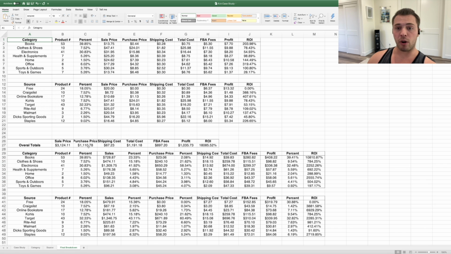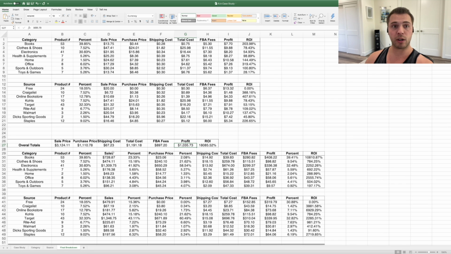And you can see overall, I sold $3,000 worth of items. I spent about $1,100 buying those items, spent $67 on shipping, and that's my total cost, about $1,000 in FBA fees, and I came out with $1,000 profit. So I almost doubled my money. I was within $70 of doubling my money here. So that's crazy good for about a month's worth of work, flipping different items. I just doubled my money.